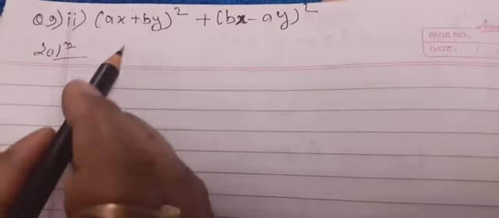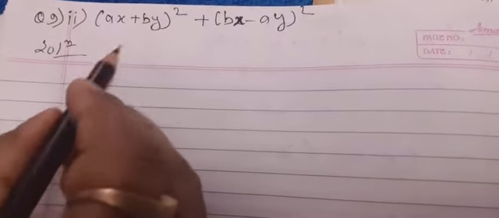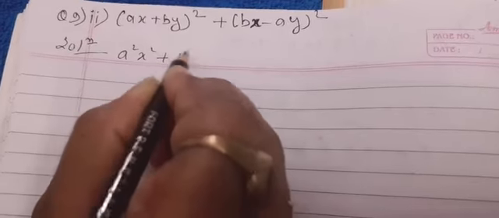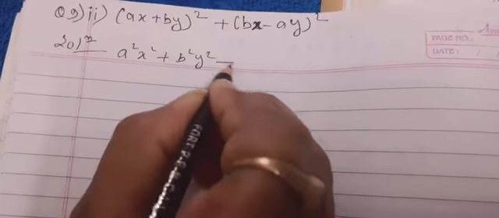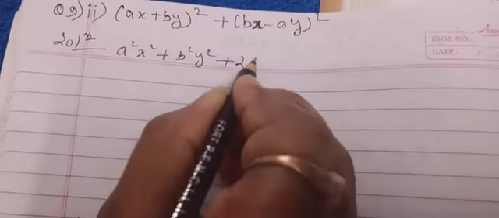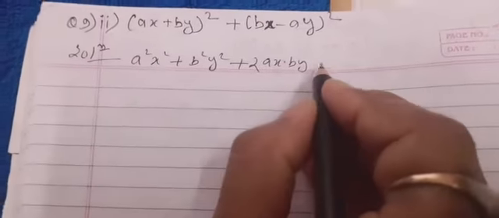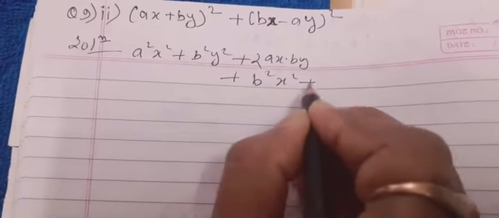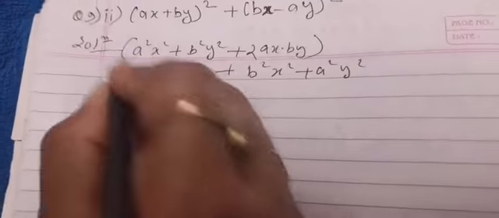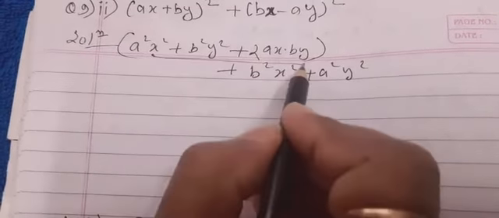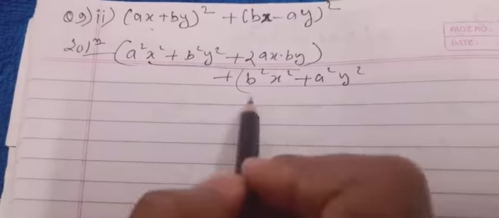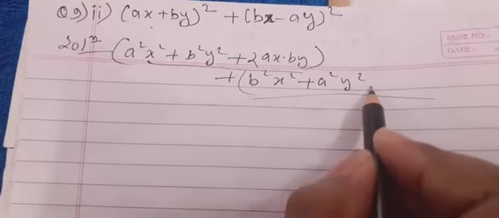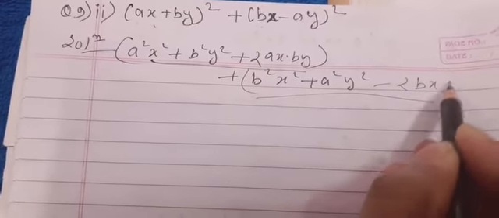Here (a + b)² is equal to a² + b² + 2ab. So I'm going to write a², okay, a² + b² + 2ab means 2ax into by, 2ax into by. Then for this we will write b²x² + a²y². This is the opening of the first bracket, and this part will be of the second bracket. So b²x² + a²y² − 2bx into ay.